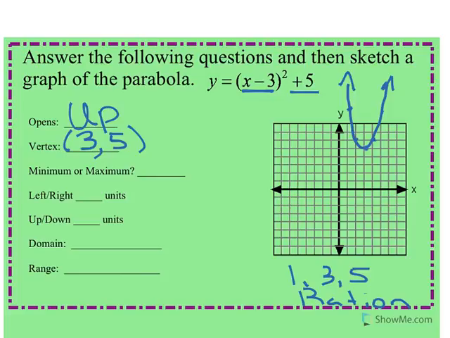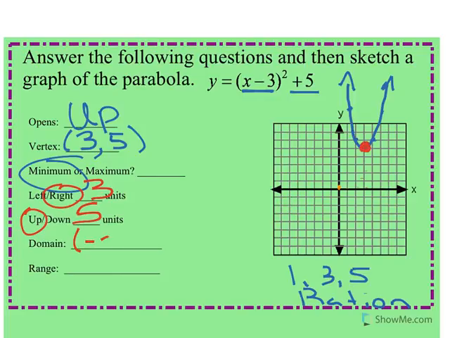Is that vertex a minimum or a maximum? It is a minimum because that's as low as the graph went. Now, how did that vertex form change? Well, the original parent function has the vertex at the origin (0, 0). We moved to the right 3, and we moved up 5 from the original parent function. So if you visually want to see it, we moved to the right 3, and we moved up 5 to get to the new vertex based on vertex form.